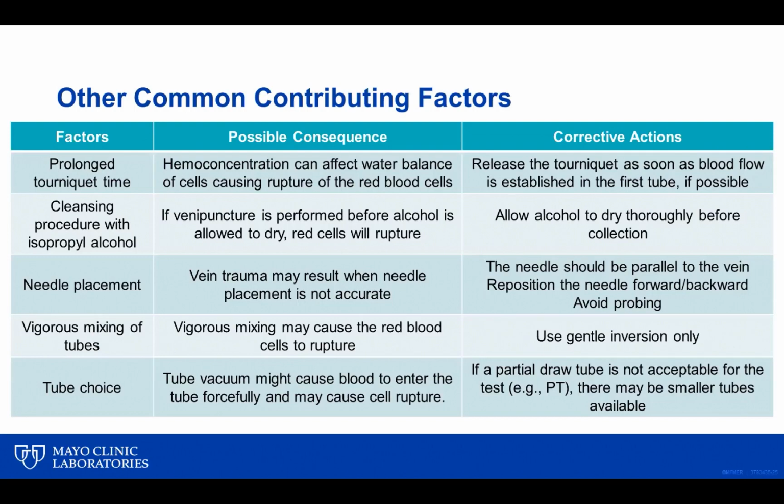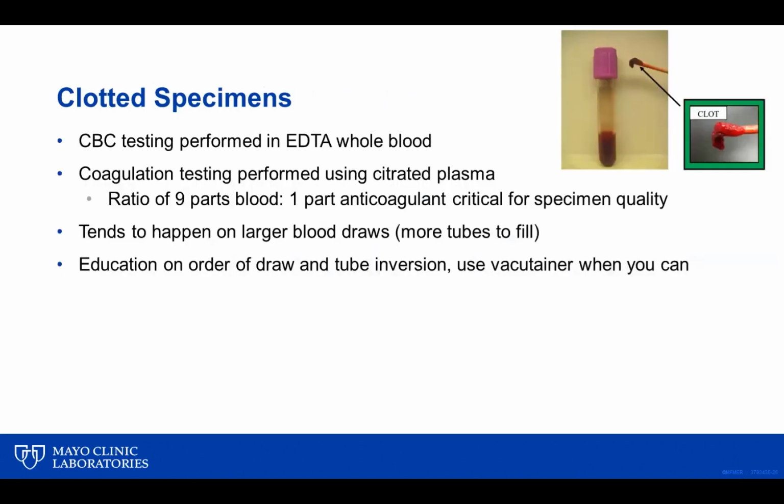The next is vigorous mixing of tubes. So this can cause red blood cells to rupture, and obviously the solution here is to gently invert the specimen the appropriate number of times. And then finally, tube choice. So a tube vacuum might cause blood to enter the tube very forcefully. So this can cause cell rupture. And so if it's a partial draw, the tube is not acceptable. So in the cases of coagulation testing, there may actually be smaller tubes that are available.